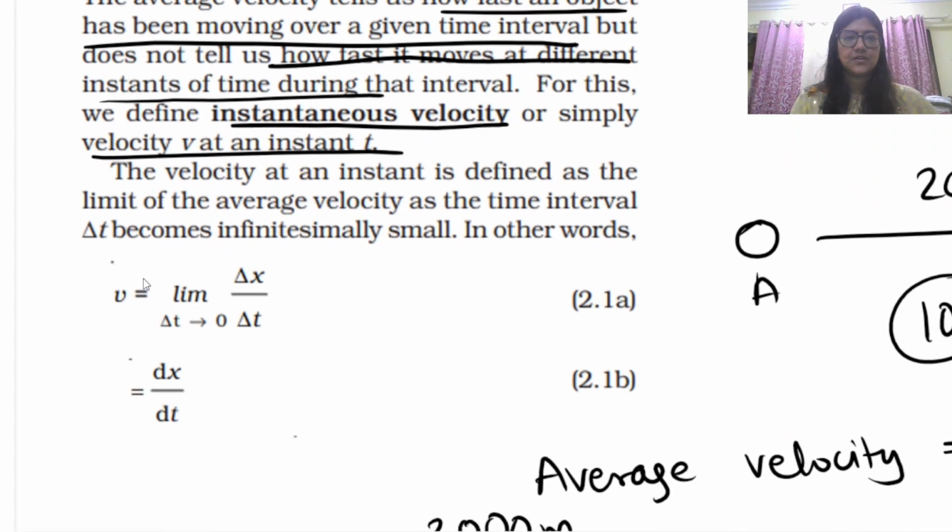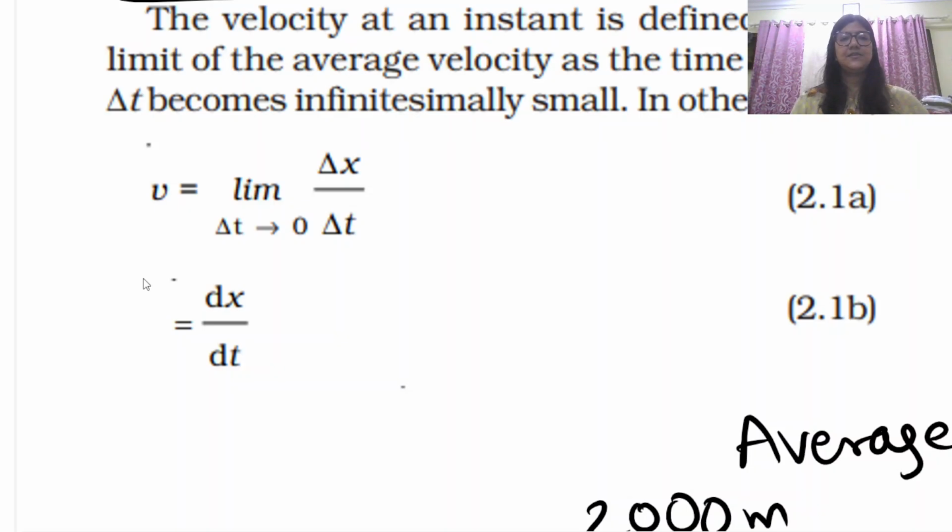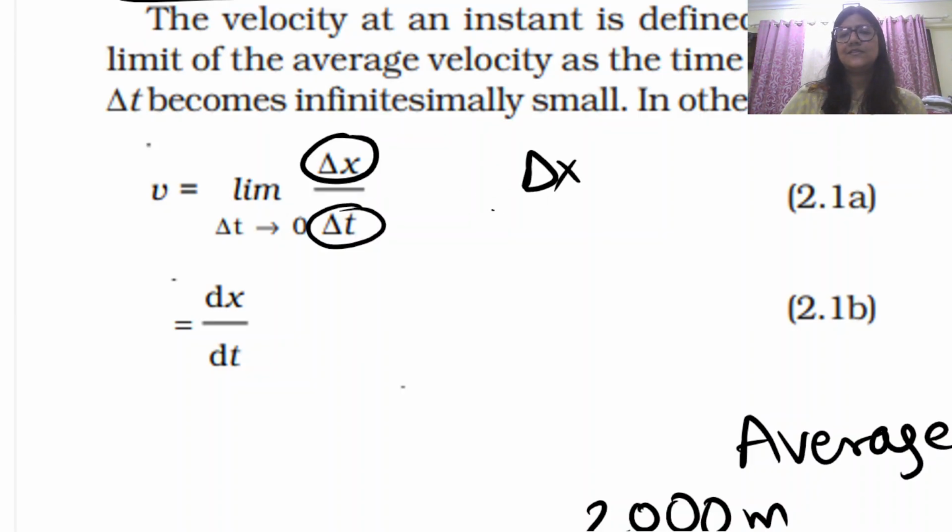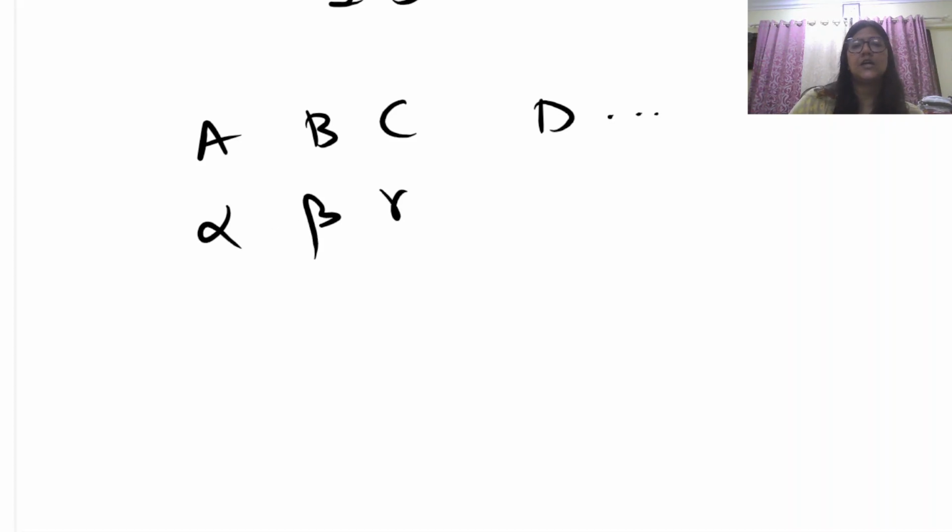Okay. So let's just understand what these symbols mean. Delta x by delta t. What does delta x mean and what does delta t mean? What does this sign delta mean? So delta is, I think, a Greek letter. In English, we have a lot of letters: A, B, C, D, and so on. In Greek, we have alpha, beta, gamma, delta, epsilon, and so on.